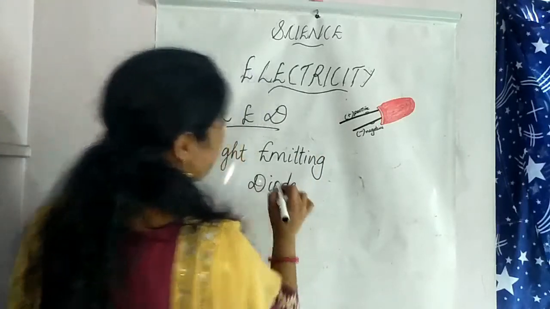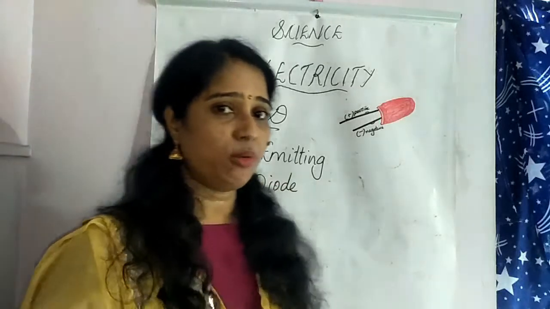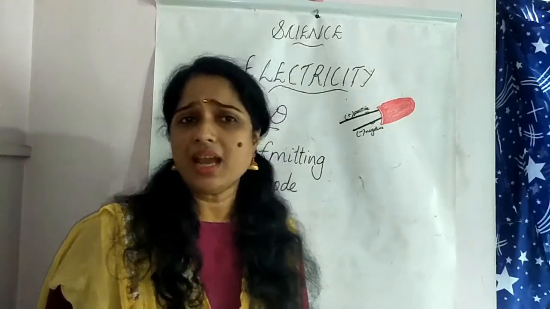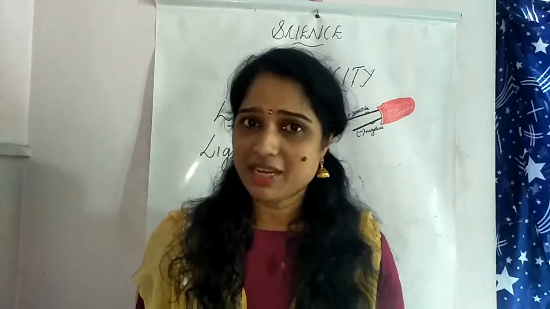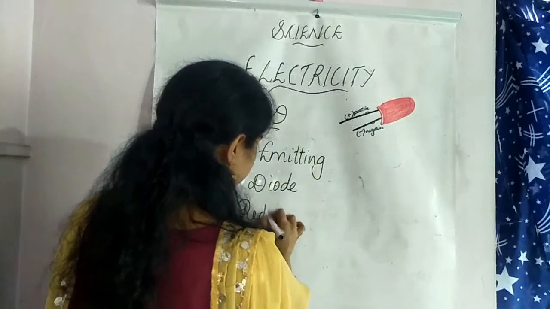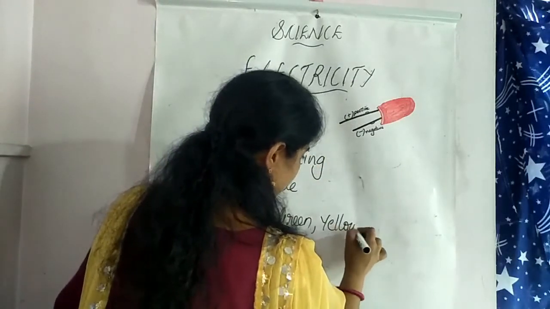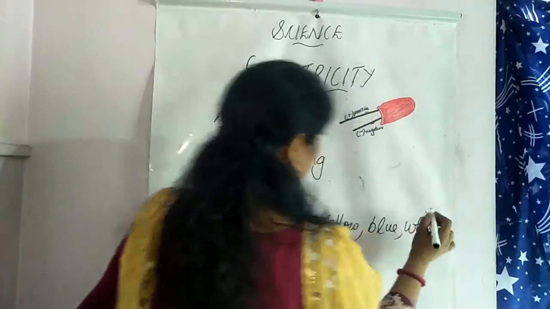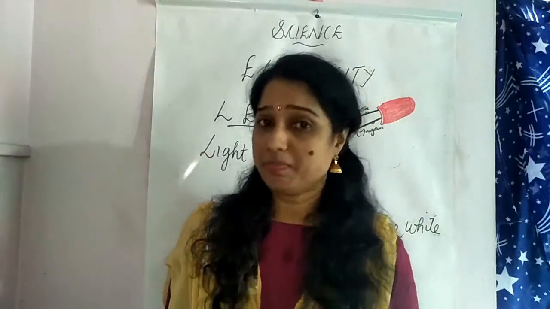That is the full form of LED, light emitting diode. Clear? What is the full form of LED? Light emitting diode. So this LED, and who can tell me how many colors of LED lights are available? How many colors? Yes, red, then green, yellow, blue and white. Yes. So, 5 colors of LED bulbs are available.